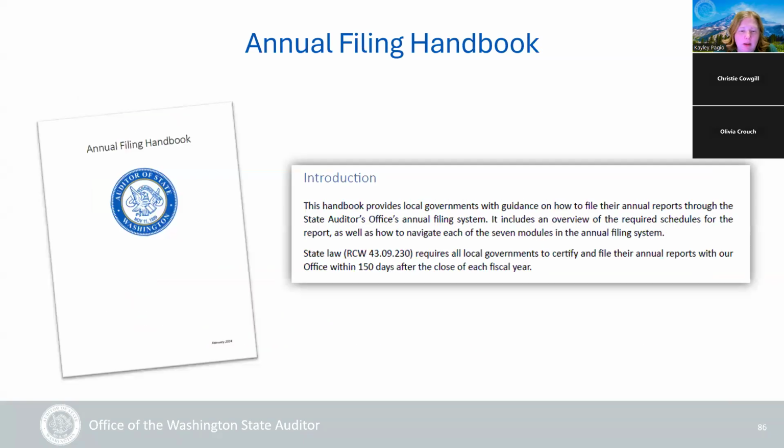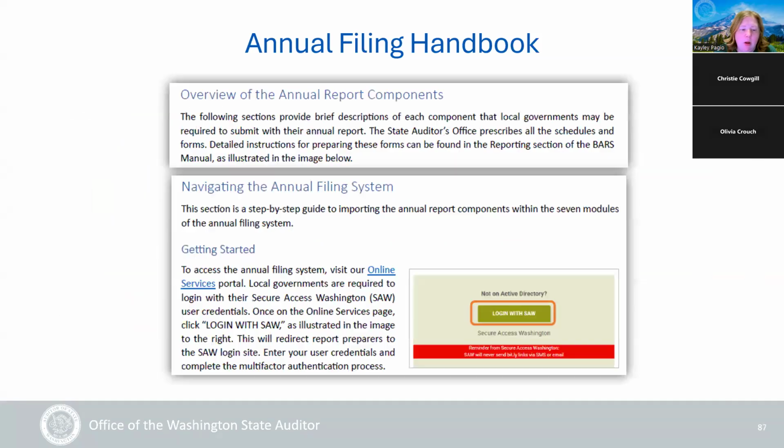Starting with the annual filing handbook, this is really a comprehensive guide that walks you through the entire filing system and how to import these various components. And looking at what you'll find inside the handbook, as you can see, there are written instructions for each step, plus screenshots and arrows to help point you in the right direction. This is a really great resource if you're someone that prefers to go at your own pace and you prefer written instructions versus maybe watching a training video.